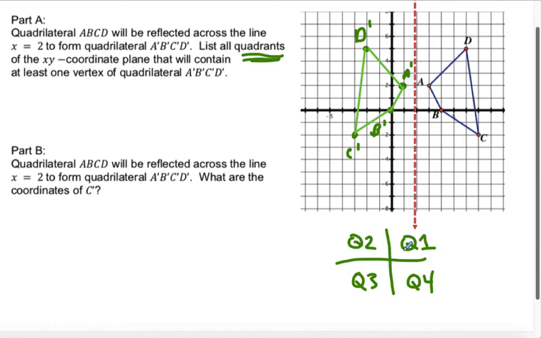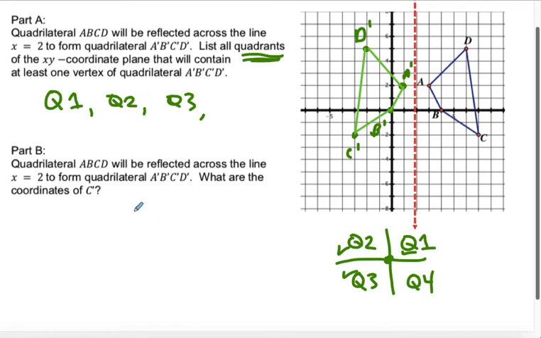A prime is in quadrant 1. B prime is on the origin, and then C prime is in quadrant 3, and then D prime is in quadrant 2. That's why the quadrants listed are quadrant 1, quadrant 2, and then quadrant 3. Okay, so on the coordinate plane that will contain at least 1 vertex, that's why this is the answer to that.